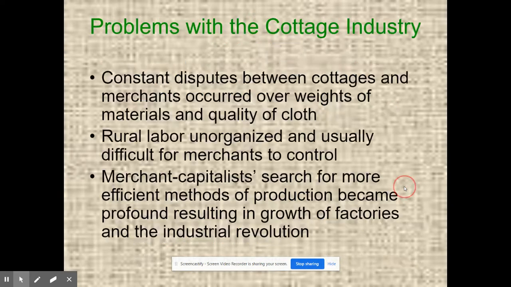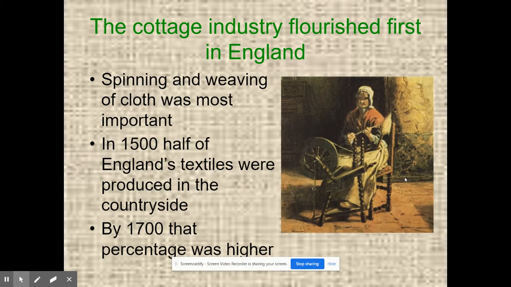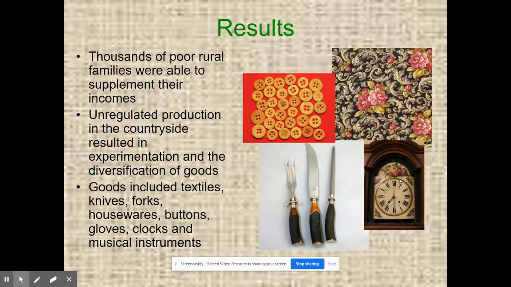How do you do that? And like we said, it interferes with the capitalist ideas. So how do you do this? You move away from it. It's flourishing during the first part in England. But then, like we said, it supplemented their pay, but it created irregularity in population and in goods.